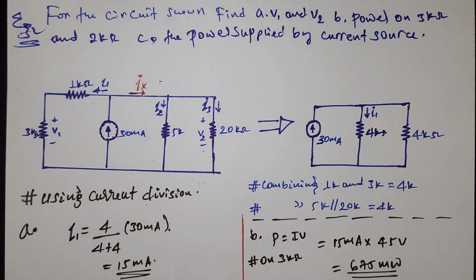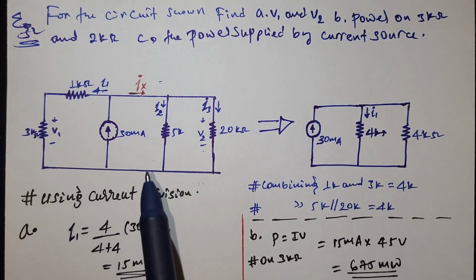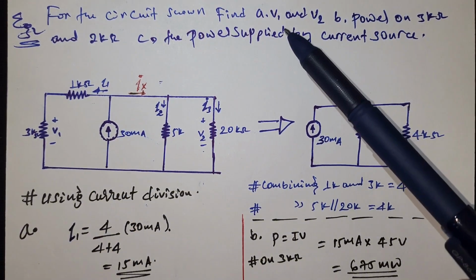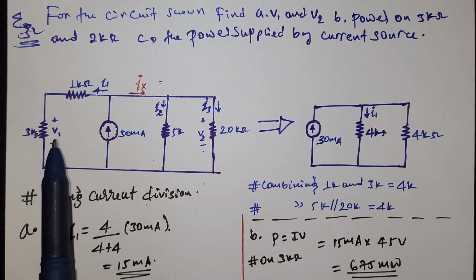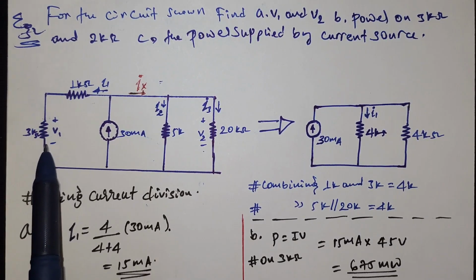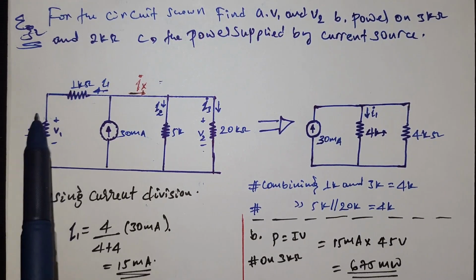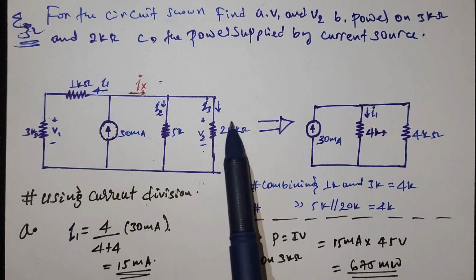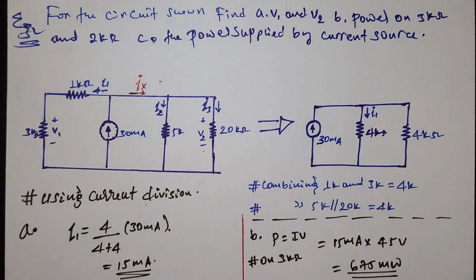We're gonna solve practical problems regarding voltage division and current division. We have this circuit, and we are asked to calculate V1 and V2. V1 is the voltage across this branch, the voltage across this 3K resistor, and V2 is the voltage across the 20K resistor.